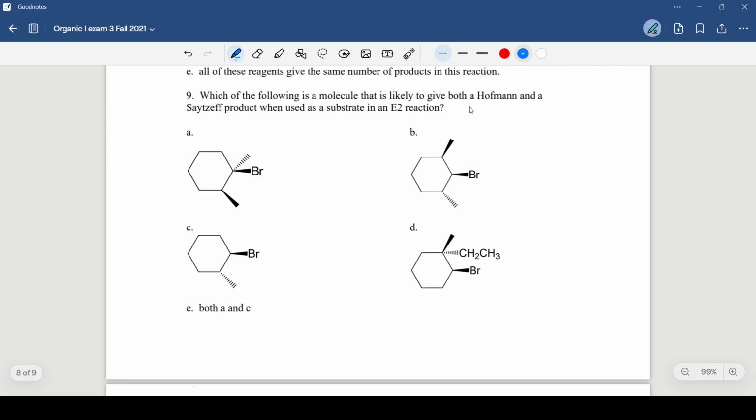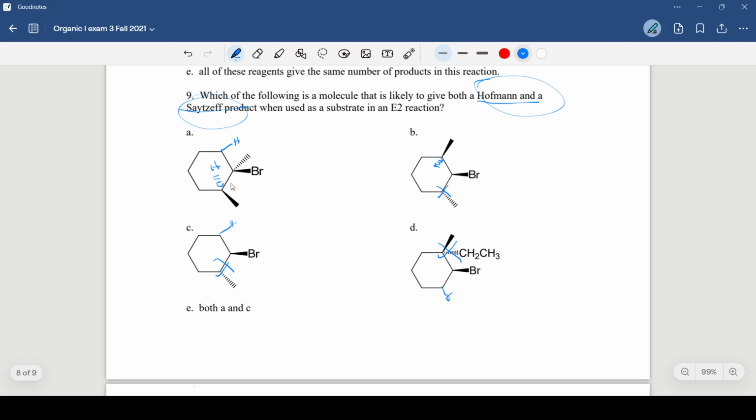Okay, so remember what Sam said about Hofmann or Zaitsev. This one's more substituted, this one's less substituted. So for an E2 reaction, remember, I feel like you guys always forget that for E2, you need to be trans. So this one, I have one option here. You have one option here. This one, one option here, no options here. One option here, no option here. One option here, no options here. Okay, so only this one has 2 options.